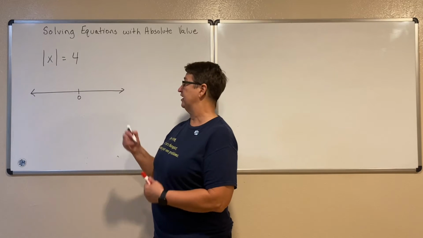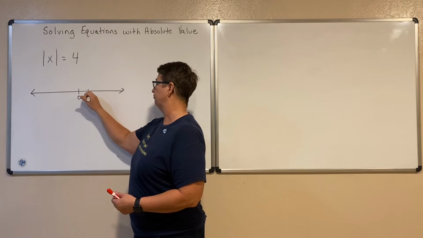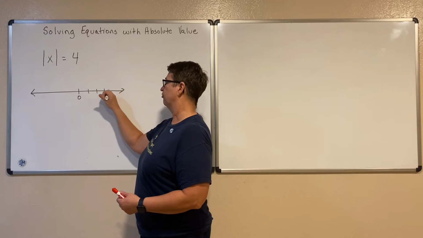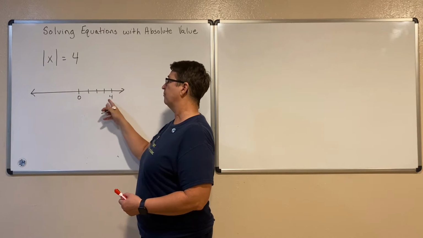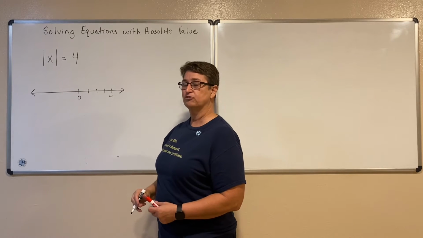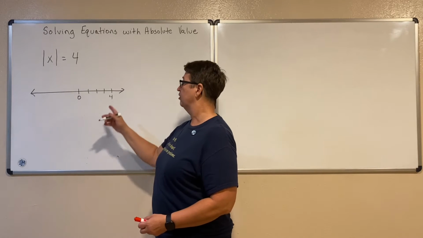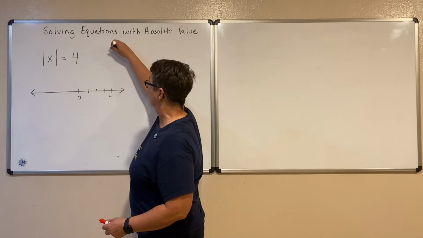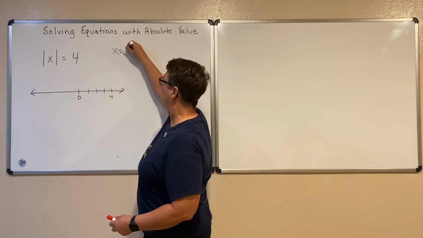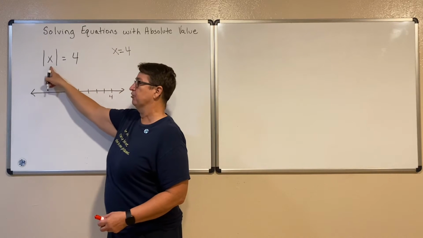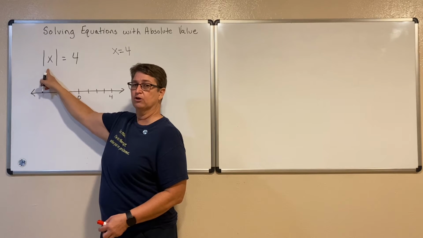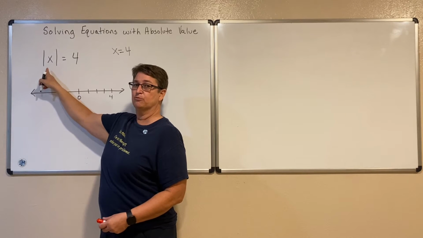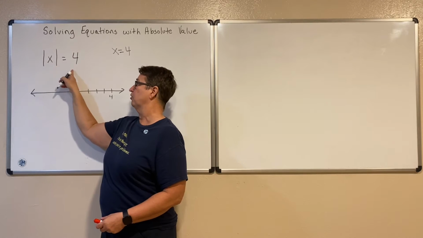Well, you may be thinking 4. Perfect. 1, 2, 3, 4. The number 4 is 4 spots away from zero. So 4 could be an answer for x. I could put 4 in here, and the distance from 0 to 4 is 4.